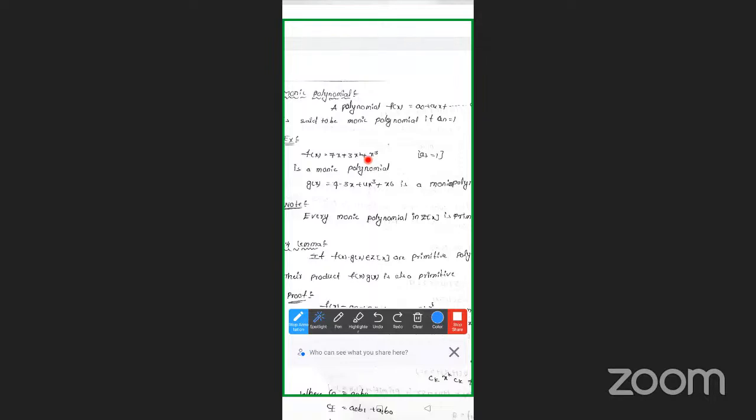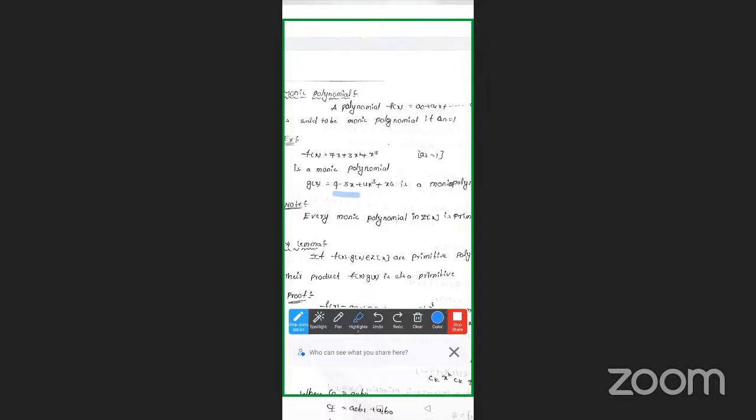Is that clear? So g of x is also a monic polynomial: 9 minus 3x plus 4x cube plus x power 6. This is also a monic polynomial, because the degree of the polynomial is 6 and the leading coefficient of x power 6 is 1. Therefore f of x and g of x, these two polynomials, are monic polynomials.